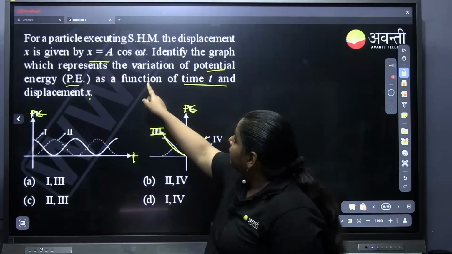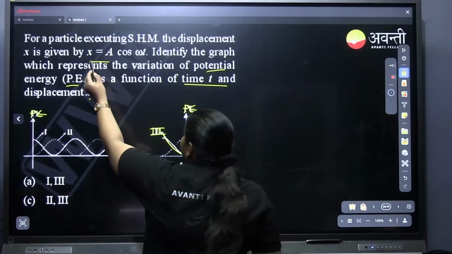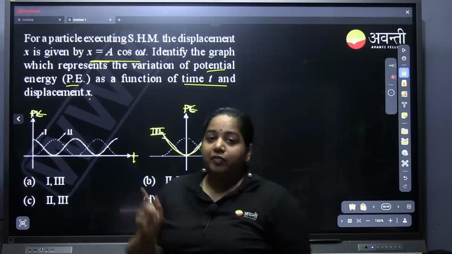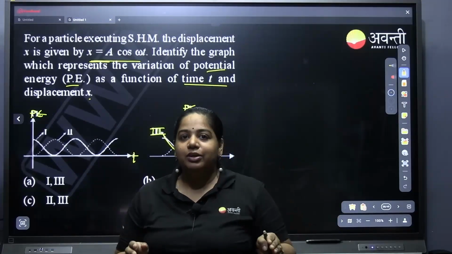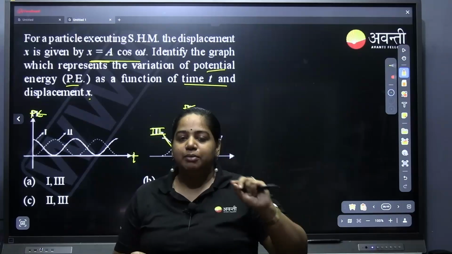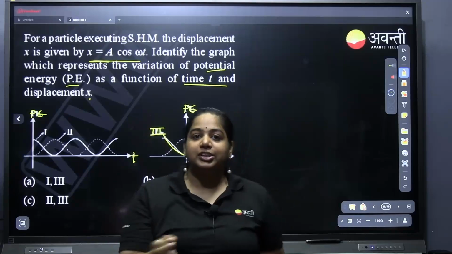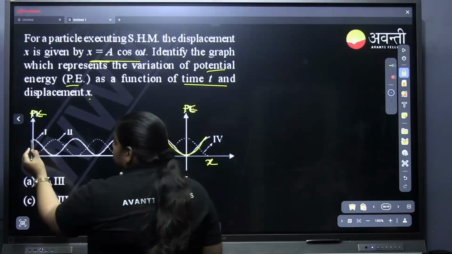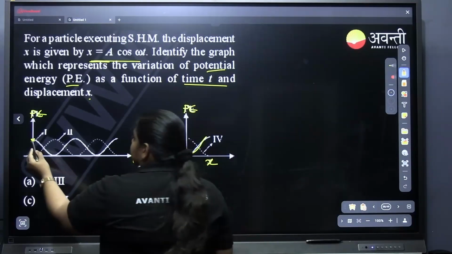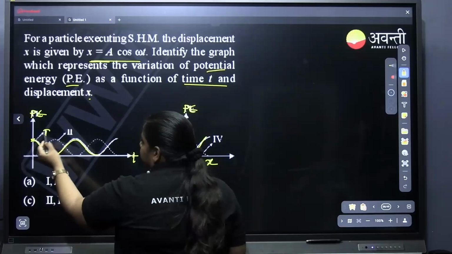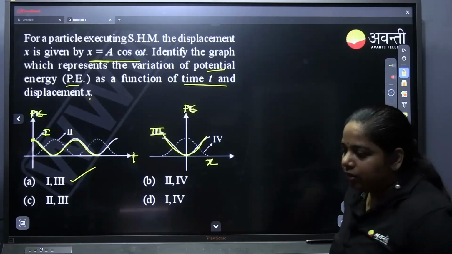Now coming to potential energy as a function of time. Here it is given as x equal to a cos omega t. So when t equal to 0, cos 0 is 1. So when t equal to 0, particle is at extreme position. At the extreme position, potential energy is maximum. So when t equal to 0, potential energy is maximum and it will start from the top. So option 1 and 3 is the answer, A. I hope that's clear for you.